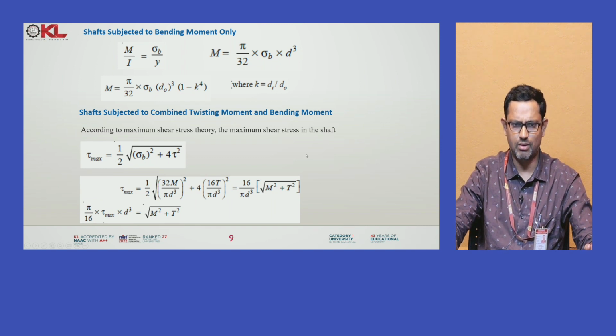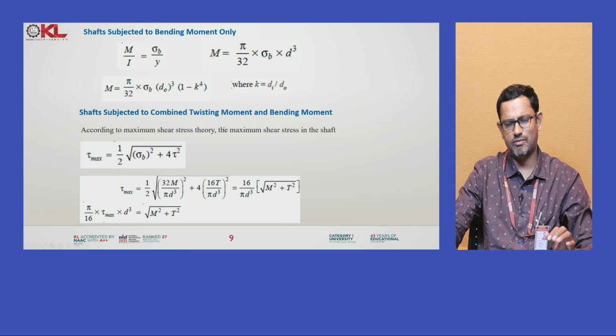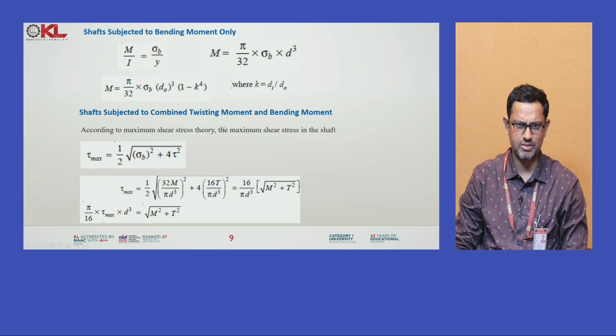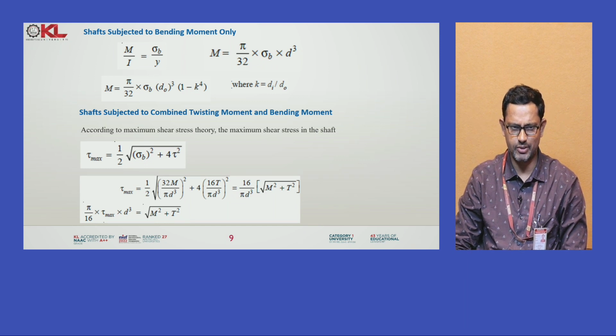Now coming to the third case. What is the third case? The shaft subjected to combined twisting moment as well as bending moment. This is the third criteria. Whenever more than one kind of load is applied on the machine members, then we have to use the theories of failures to find out its design stresses or its design values.